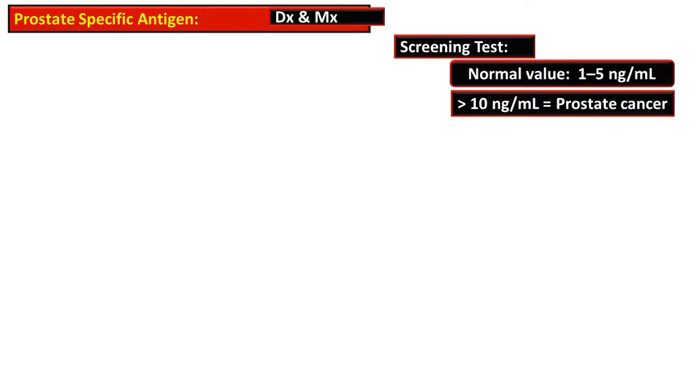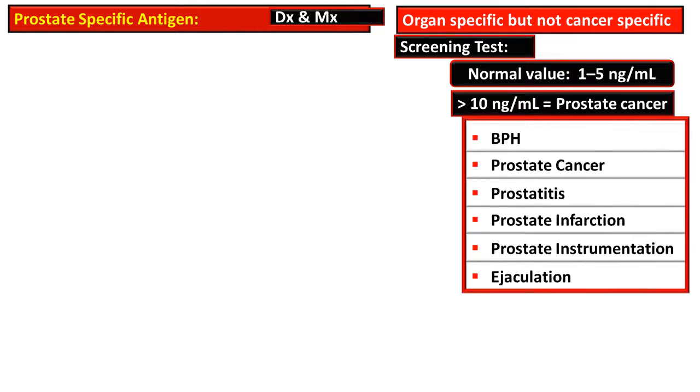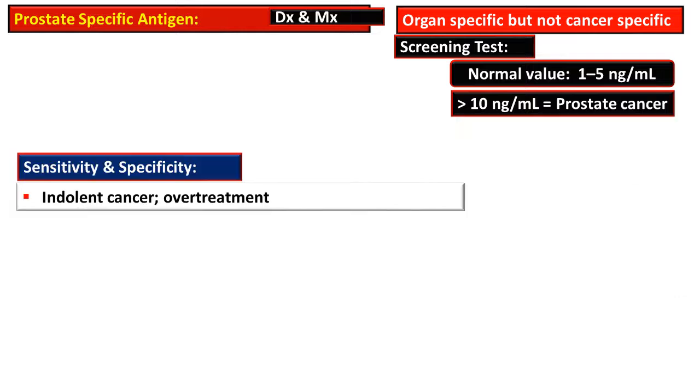The normal value of PSA is 1 to 5 nanogram per ml, while it is increased to more than 10 nanogram per ml in prostate cancer. This prostate specific antigen is organ specific but not cancer specific. There are other conditions in which PSA is increased. These are BPH, prostatitis, prostate infarction, instrumentation of the prostate, and ejaculation.